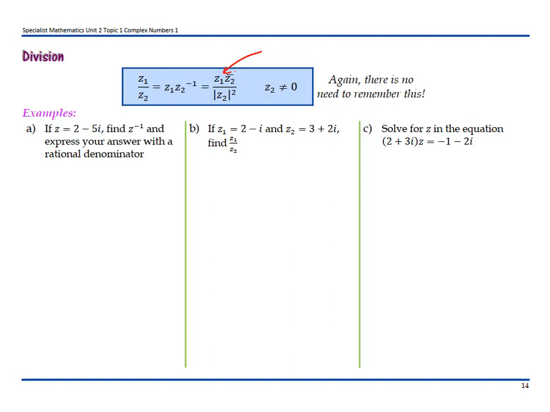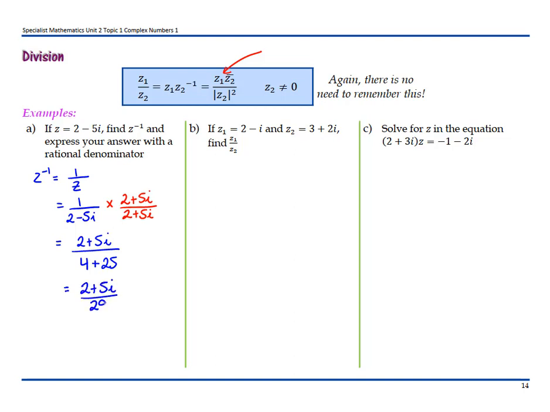So first of all, we've got z equals 2 minus 5i. Find the multiplicative inverse. So z to the negative 1 is going to be 1 over z, which is 1 over 2 minus 5i. We're going to multiply that by 2 plus 5i over 2 plus 5i. So that is 2 plus 5i. This is one that I would definitely remember. So you've got 2 times 2 is 4, and then it's plus 5 times 5 is 25. It is definitely nice and easy to remember that. But again, if you don't, do it the long way.